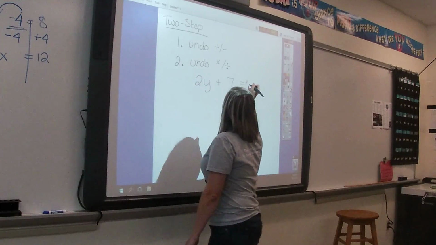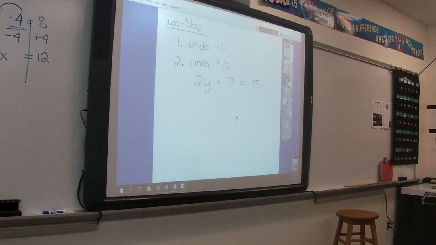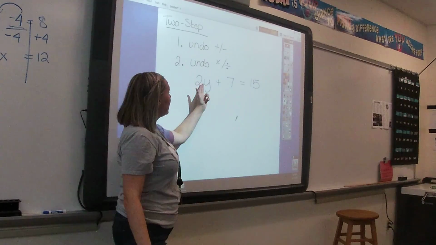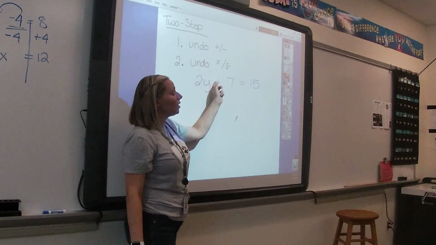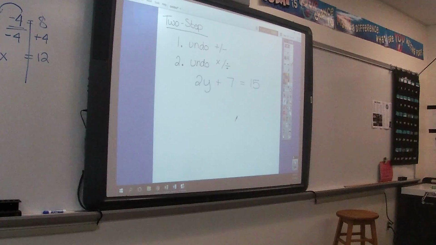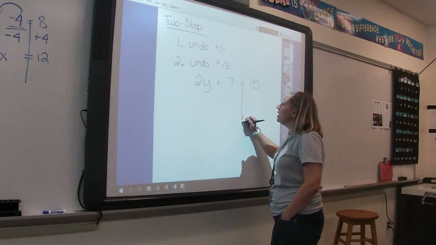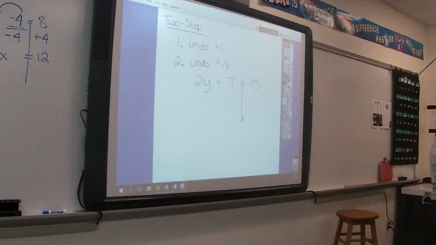So if we have something like 2y plus 7 equals 15, we should agree that this has two operations happening in it. Right here we see some multiplication, and right here we see some addition. So the first thing that we are going to do, step 1 says to undo any addition or subtraction. To create that equivalent equation, whatever we do on one side of the equal sign, we have to do the exact same thing on the other side of the equal sign.